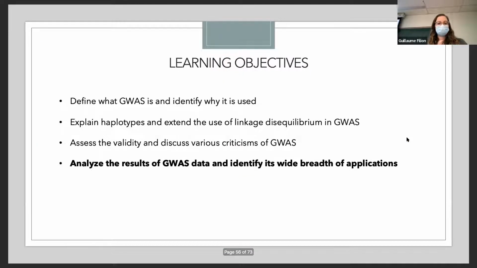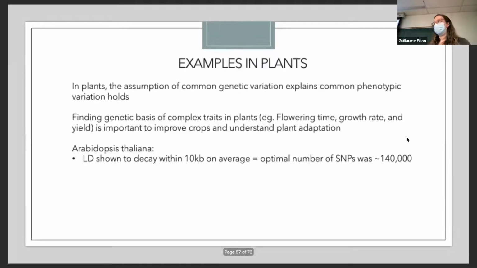And last but not least, we have our last learning objective, which is to analyze the results of GWAS data and identify its wide breadth of applications. So throughout the lecture I talked a lot about humans. That's my area of expertise, but GWAS can be done and has been done on so many different species. So let's talk about a few in plants.